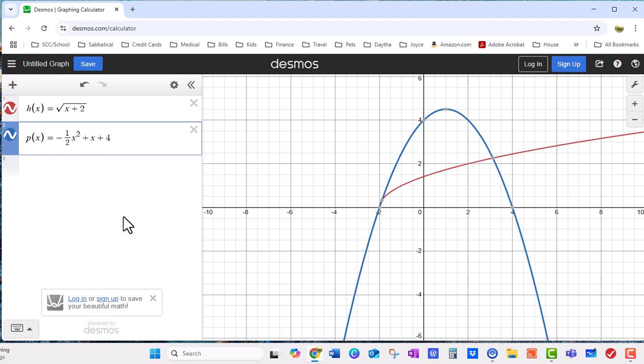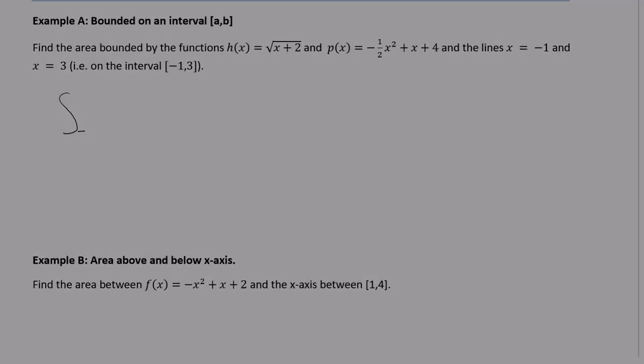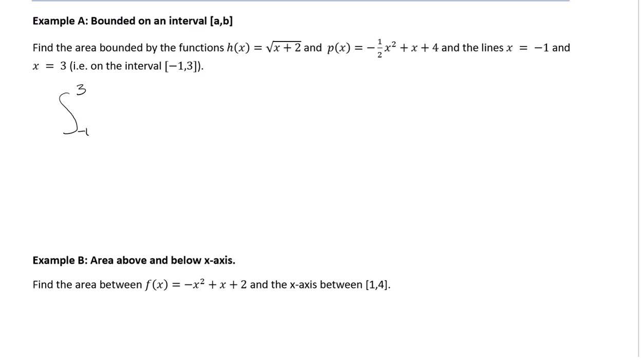And if we recall, here between -1 right here and 3 right here, our p, in other words the quadratic, is above our square root. So now we can find the area of that shaded region between p of x and h of x by taking the integral from -1 to 3 of the quadratic function, negative 1/2 x squared plus x plus 4, minus the lower function, which was the square root of x plus 2 dx.